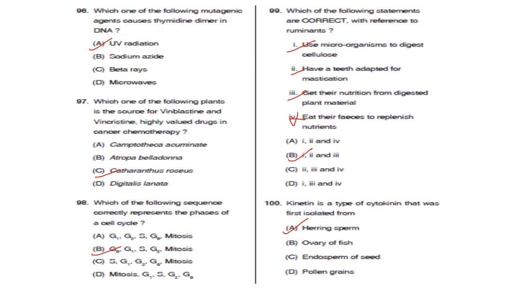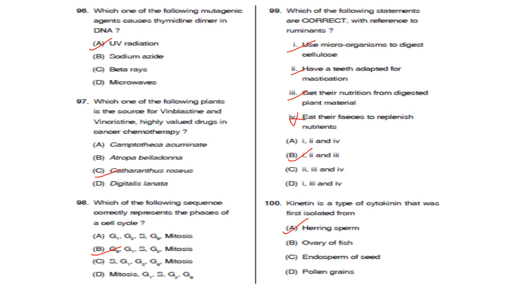Then next one. Which of the following mutagenic agents cause thymidine dimer in DNA? So it is UV radiation. Answer is option A. So ultraviolet light is absorbed by double bond in the thymine, and this added energy opens up the bond and allows it to react with neighboring bases. If the neighboring base is another thymine, it will result in a covalent bond between the two bases. So mutagenic agent that causes thymine dimer is UV radiation.